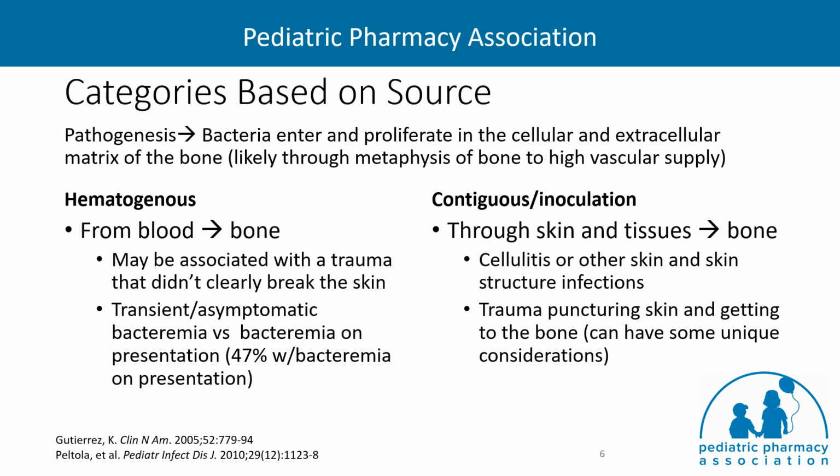on presentation. Then contiguous, this is generally the way I think of it, is through the skin to the bone. Could be a cellulitis that spreads down, or other skin structure infections that spread down to the bone, or it can also be a trauma that punctures the skin and gets all the way to the bone. And as we'll go into later, these can have some unique considerations if it is a trauma-related cause.